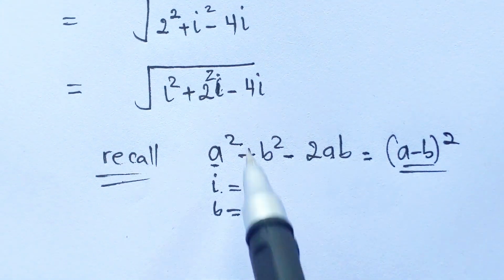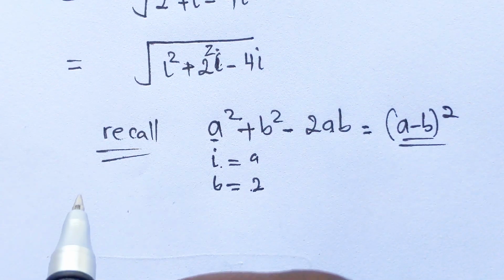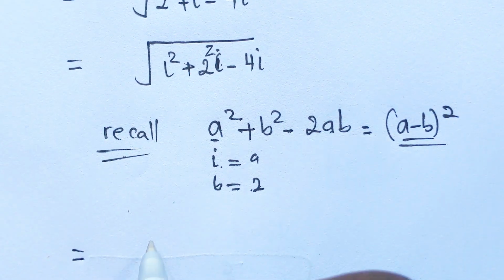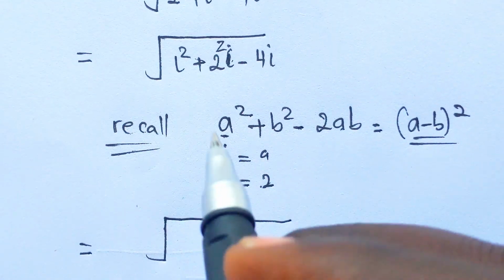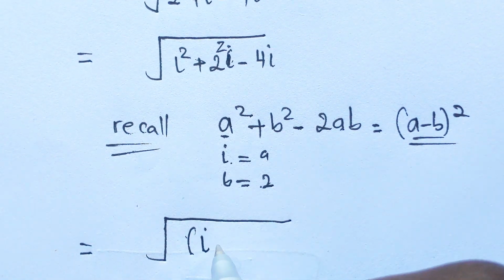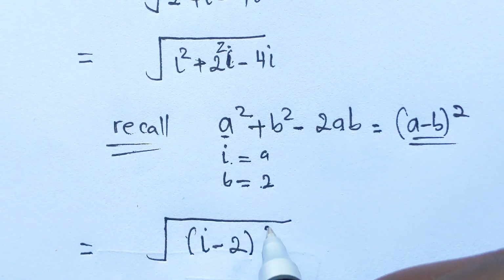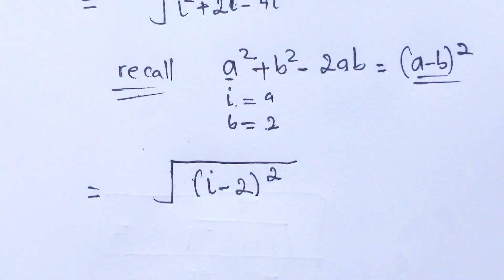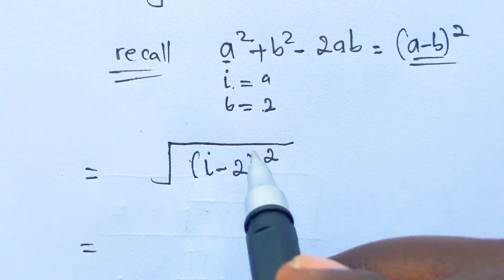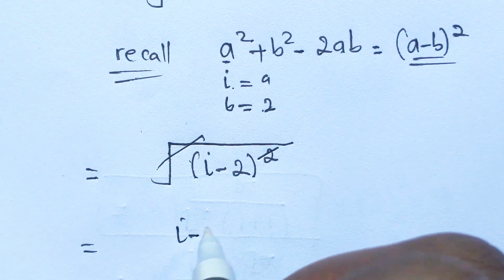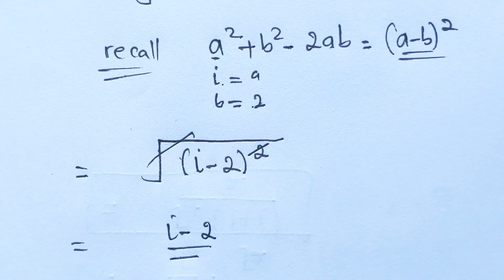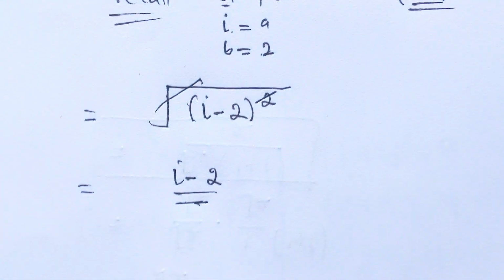squared, and we're going to express from here to get what this is equal to: square root of, right, i minus 2 squared. And of course this will be simplified to get i minus 2. And this is our solution.